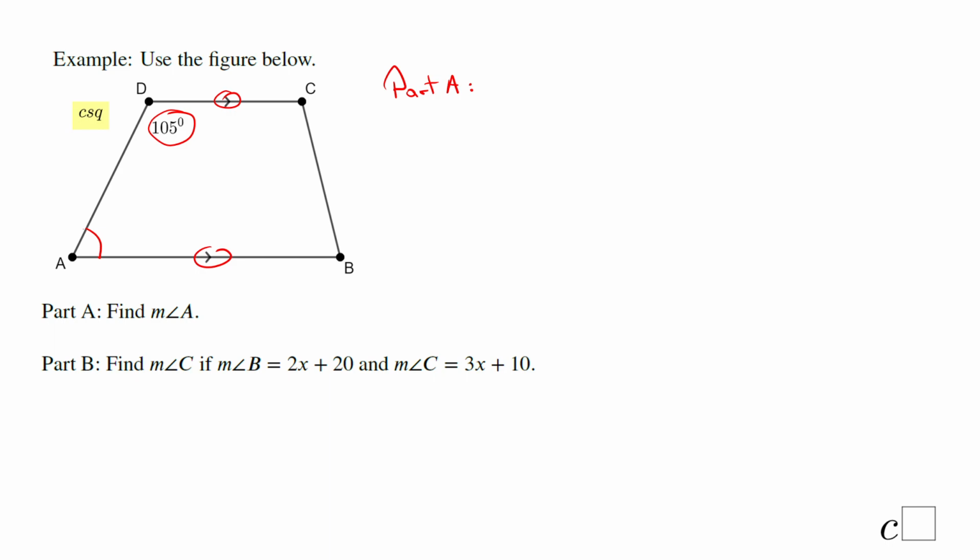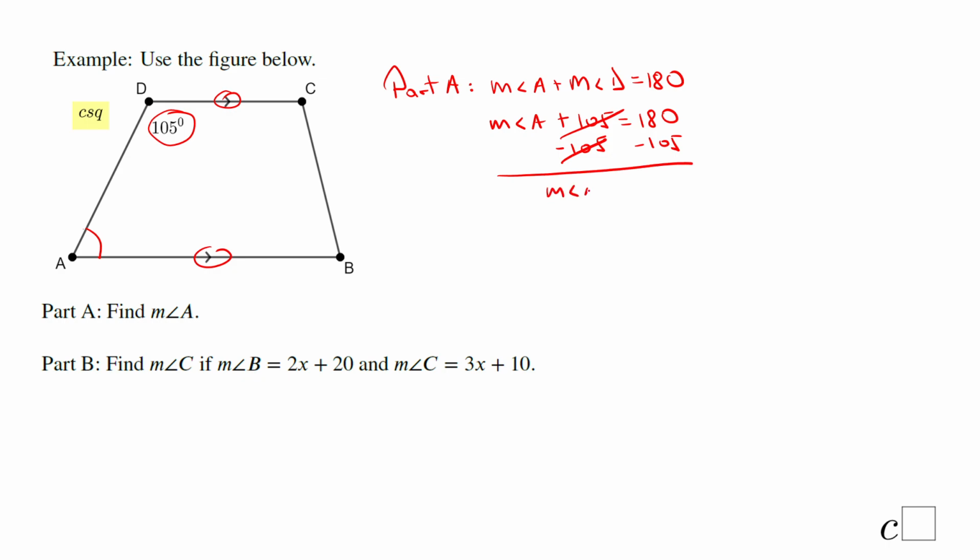If you look at DC and AB, they are parallel lines. These angles are same side interior angles, or consecutive interior angles. So these two angles are supplementary. So the measure of angle A plus the measure of angle D equals 180. Angle A is the one that we need to find out. The measure of angle A plus 105 equals 180 degrees. Subtract 105, and we have the measure of angle A is 75 degrees.